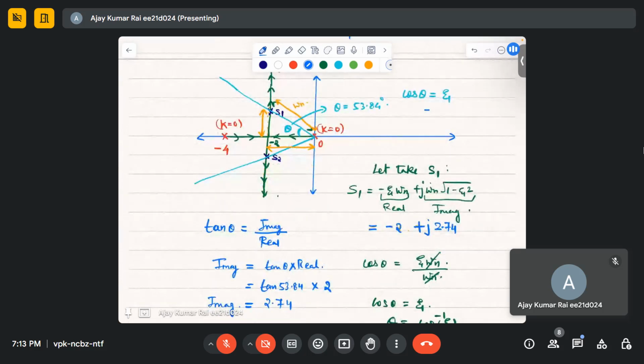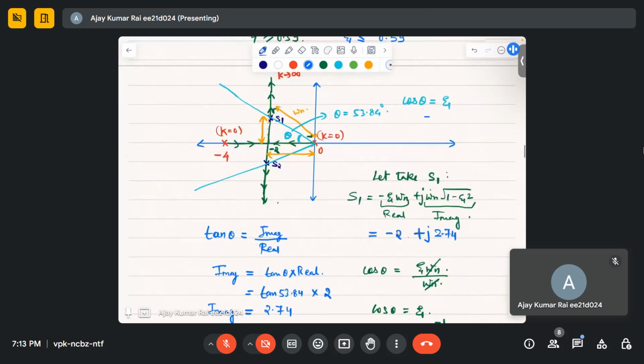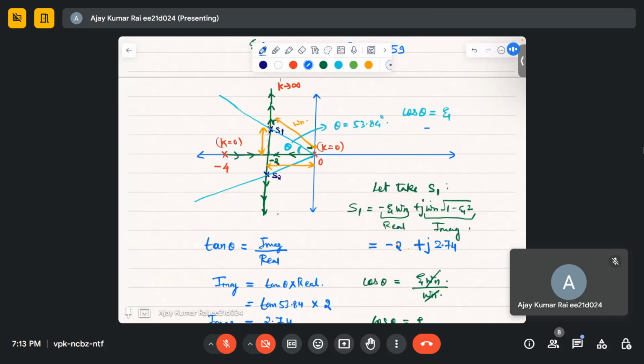Okay, so what we can understand here. I'll just plot two regions. One region is this region, and the other region is this red one. Let me choose a different color, yellow one.